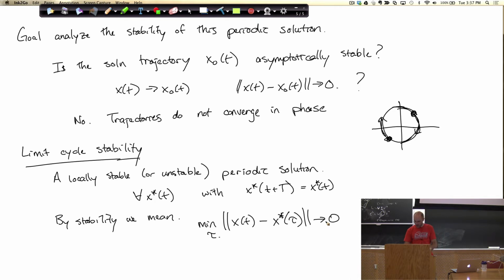Does that make sense? If I'm here and I want to see how far I am from the trajectory, then I get to look over x star, at all time, and find the closest one. And this will be my distance. If I'm here, then I've got a smaller distance. I'm saying the distance between this new trajectory and the whole manifold of solutions has to go to 0, but that's importantly different than trajectory stability.